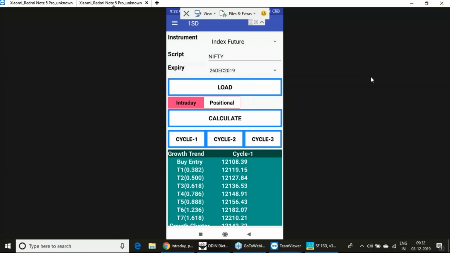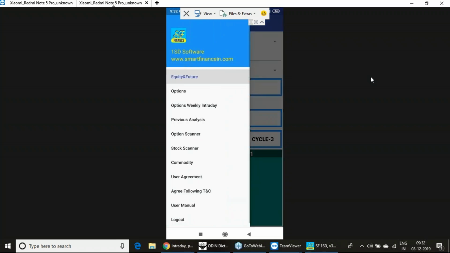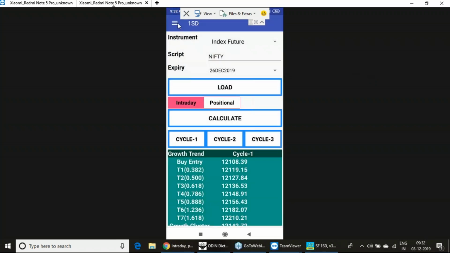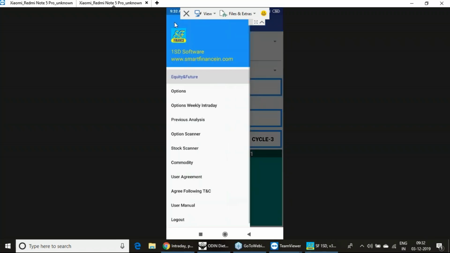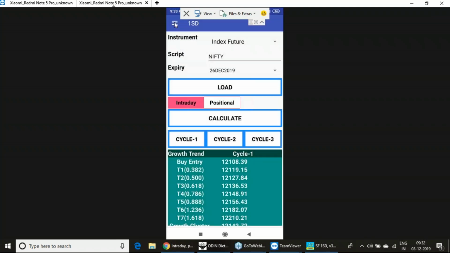So these are the features, the same features you will get on the left corner. The top three boxes are there. If you click on this icon, it gives you the segments enabled for trading: equity, stock future, option weekly. You can check previous analysis. Option scanner, stock scanner, commodity, the same features are there. I am going for equity and stock future.